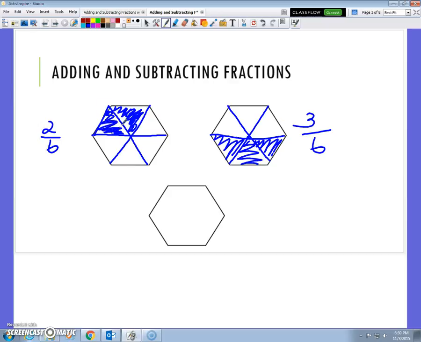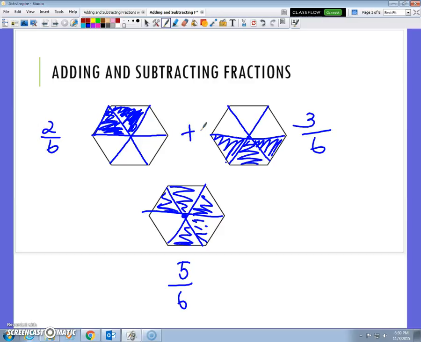Well, I'm referring to 2 of the 6. So let's make our last diagram here. Oops, I completely airballed that. Let's make our last diagram here. I'm referring to 2 of the 6, plus 3 of the 6. And so together, I'm referring to 5 of the 6 parts of a unit that is divided into 6 pieces. So 2/6 plus 3/6 equals 5/6.